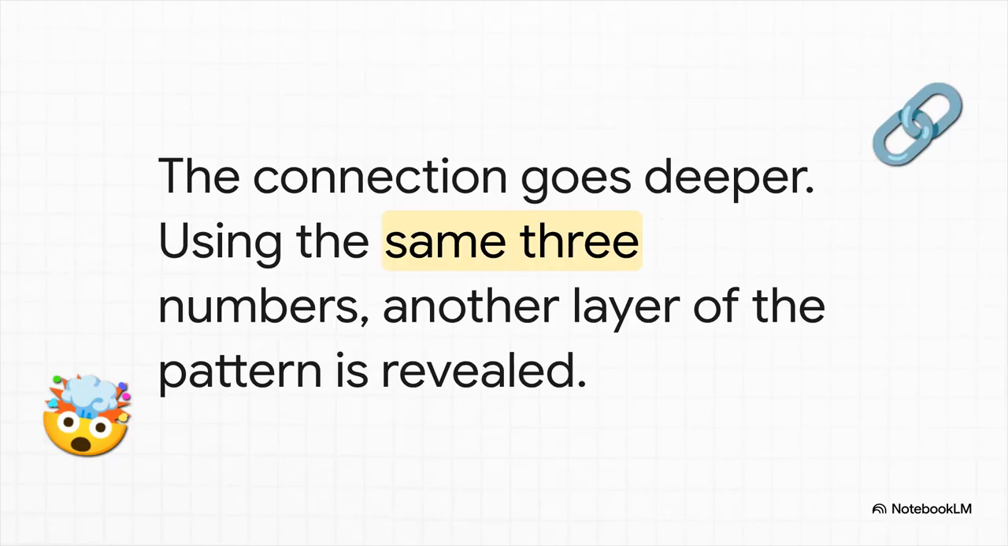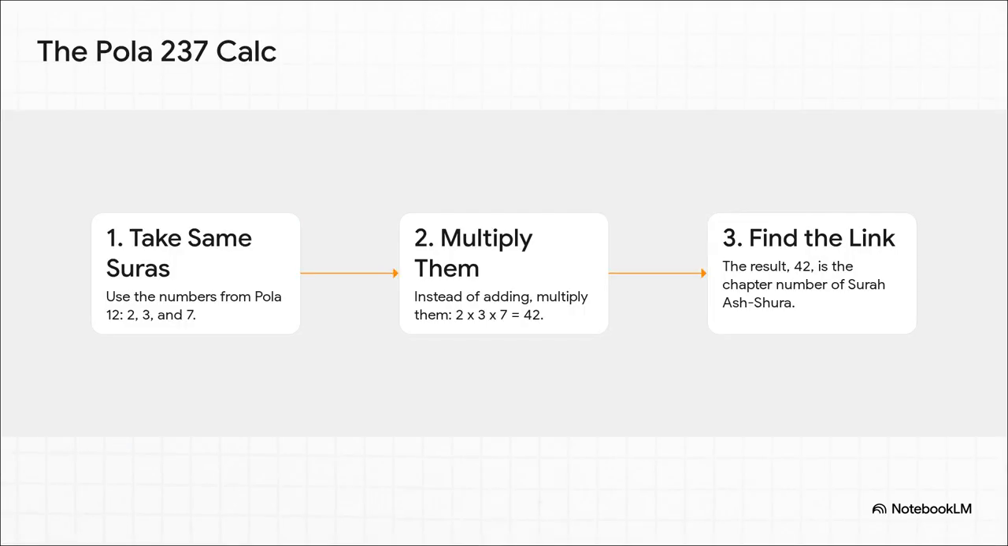But wait, it doesn't stop there. The rabbit hole goes a little deeper. Using those exact same 3 chapter numbers, 2, 3, and 7, we find another pattern, sort of woven right into the first one. So this time, instead of adding 2, 3, and 7, what if we multiply them? Well, 2 times 3 times 7, that gives you 42.